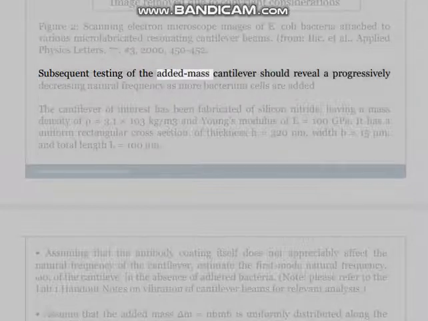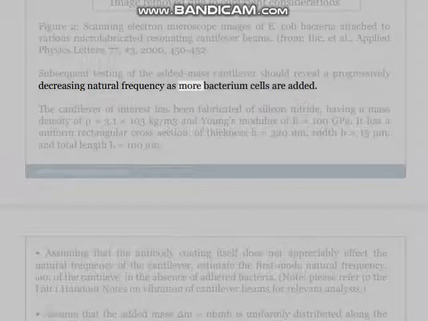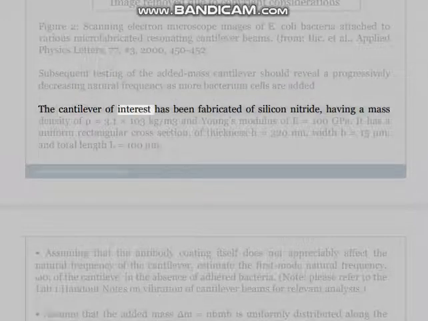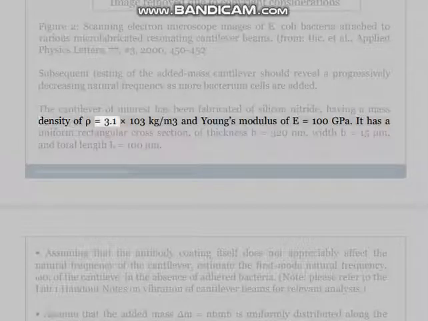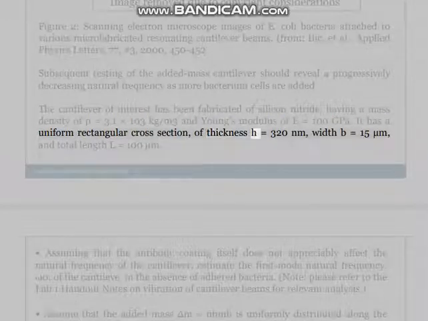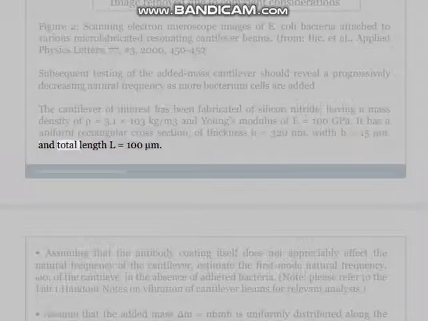Subsequent testing of the added mass cantilever should reveal a progressively decreasing natural frequency as more bacterium cells are added. The cantilever of interest has been fabricated of silicon nitride, having a mass density of ρ equals 3.1 times 10^3 kg per cubic meter and Young's modulus of E equals 100 GPa. It has a uniform rectangular cross-section, of thickness H equals 320 nanometers, width B equals 15 μm, and total length L equals 100 μm.